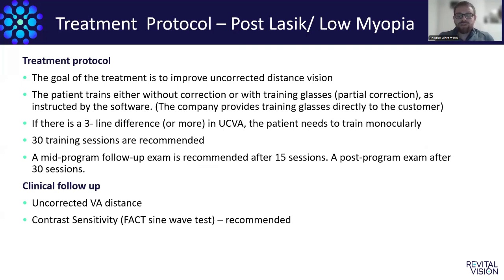The company will deliver the training glasses to the patient. The training is done binocularly unless there's a big difference in visual acuity between the eyes, like more than 3 lines. In that case, the patient will train one eye at a time. It's recommended to train at least 30 sessions with a follow-up exam after 15. Follow up on uncorrected visual acuity and contrast sensitivity function.